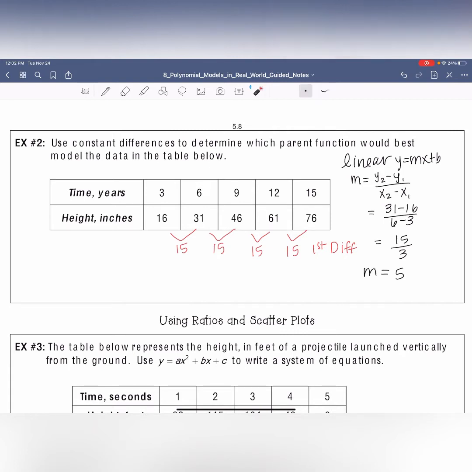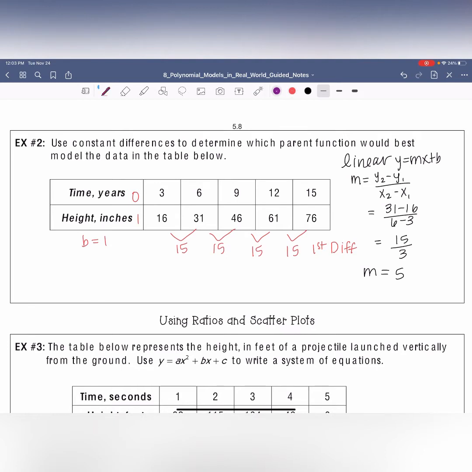Okay, then remember the b portion here. This is your y-intercept. Okay, so we can find a y-intercept when x is 0. So if I go here, these are still evenly distanced apart: 0, 3, 6, 9, 12, 15. So then we know the differences between the y is 15. So we're going to do 16 minus 15, which is 1. So my b value is 1.